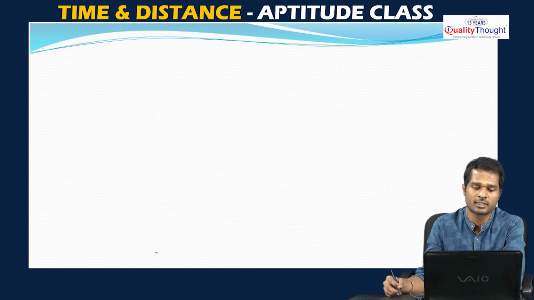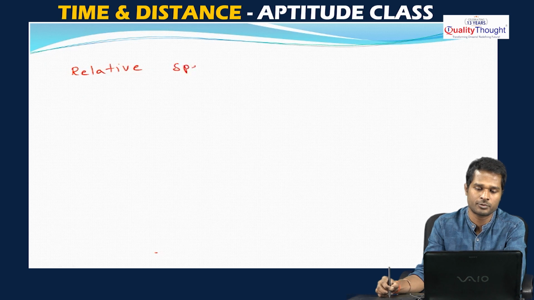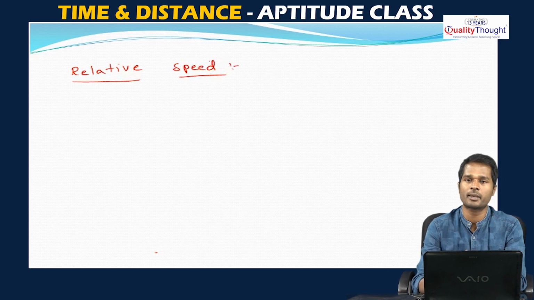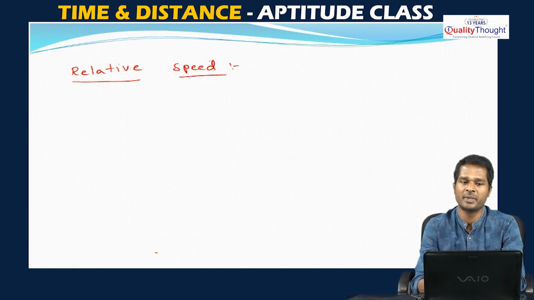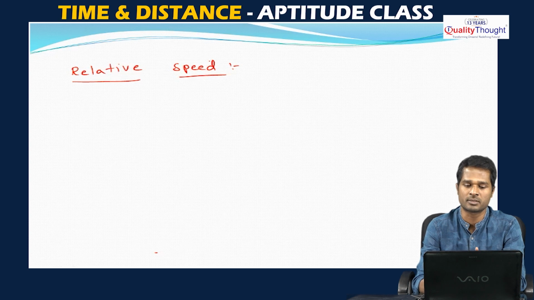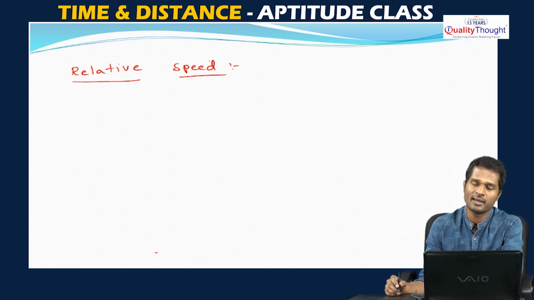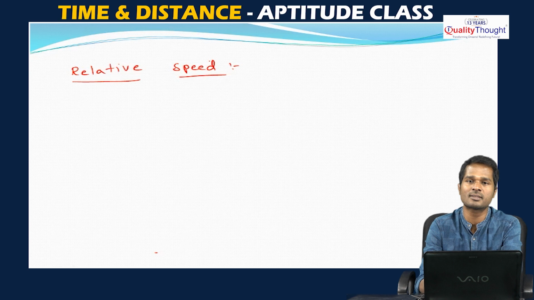Okay, let's see one more concept before going to the questions. The concept name is relative speed. Relative speed speaks about the difference of the speeds between two vehicles or two persons, but in this case the vehicles or the people may be travelling in the same direction sometimes, or they may be travelling in the opposite direction.